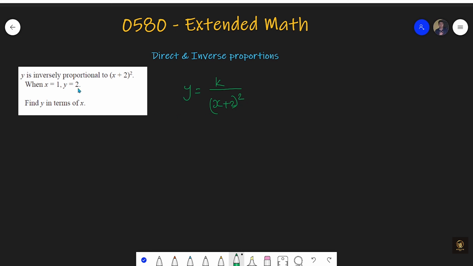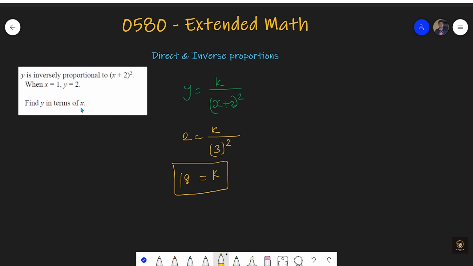When x equals 1, y equals 2, so this is also normal. We can substitute the values and check. So y is 2, that is equal to k divided by (x plus 2) whole square. x is 1, so (1 plus 2) whole square. 1 plus 2 is 3, so we will get 3 square in the denominator. When finding the value of k, 3 square is 9. 9 will go to the left side and multiply with the existing value 2. 9 into 2 is 18. We got the k value.